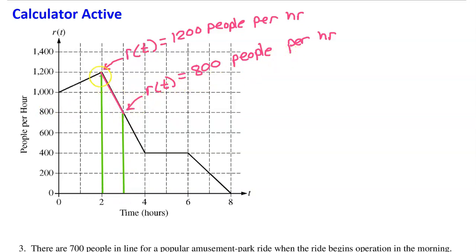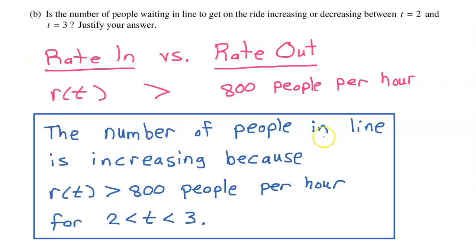So, on the interval between 2 and 3, people are always entering at a rate faster than 800 people per hour. The number of people in line is increasing because r of t is greater than 800 people per hour for values of t between 2 and 3.